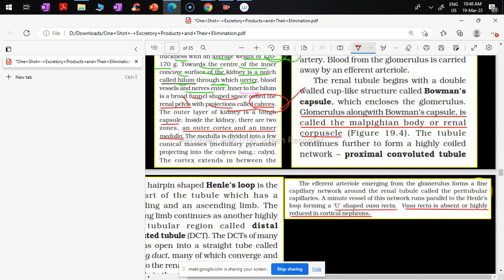So the outer layer of the kidney is a tough capsule, I told you already, which we call the renal capsule. As it is present in the case of the kidney, we call it the renal capsule. Inside the kidney there are two zones. There is an outer cortex, as I told you, and there is the inner medulla.